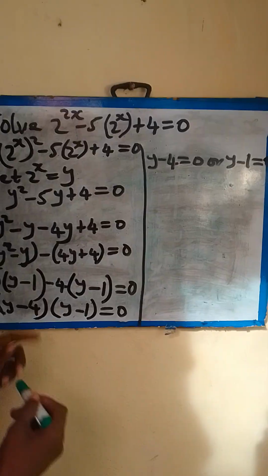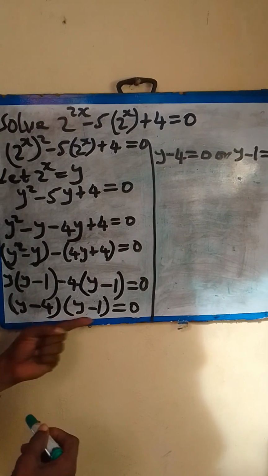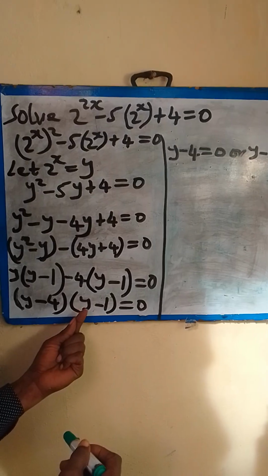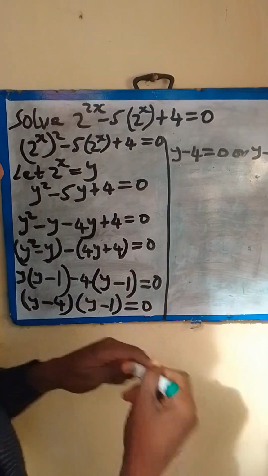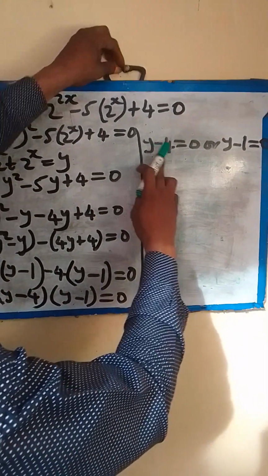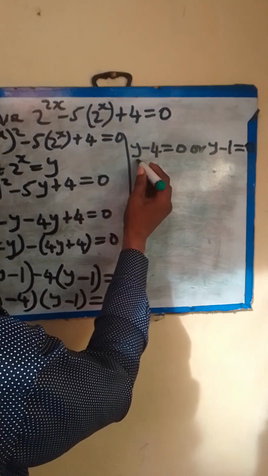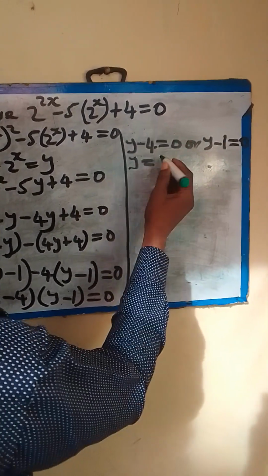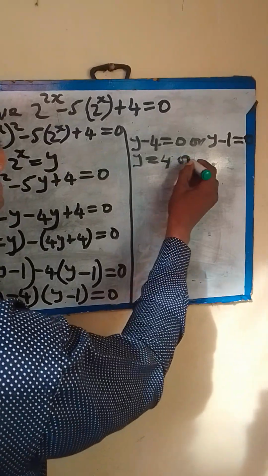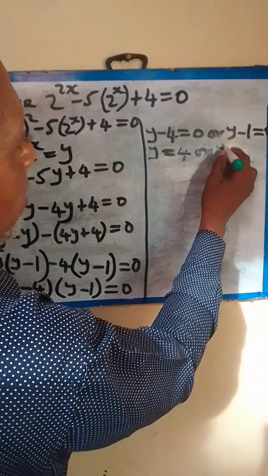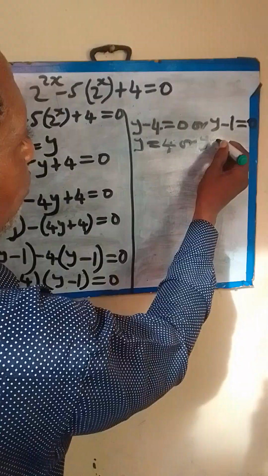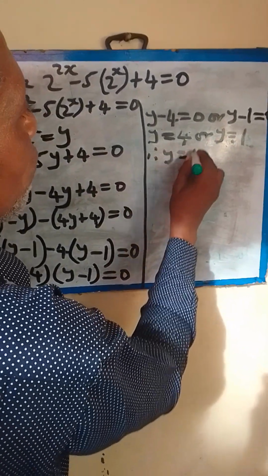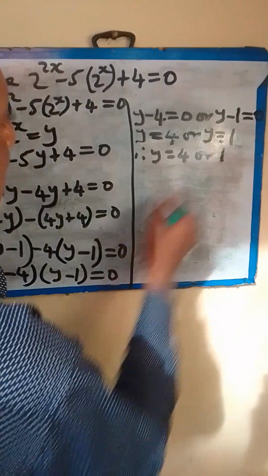or y minus 1 is equals to 0. So from here, you will have a problem like this. We are going to make y the subject of the formula here, so we collect like terms. y will now become, when minus 4 crosses, plus 4. Or here, to make y, when minus 1 crosses, the sign becomes plus 1. So therefore, y is equals to 4 or 1.